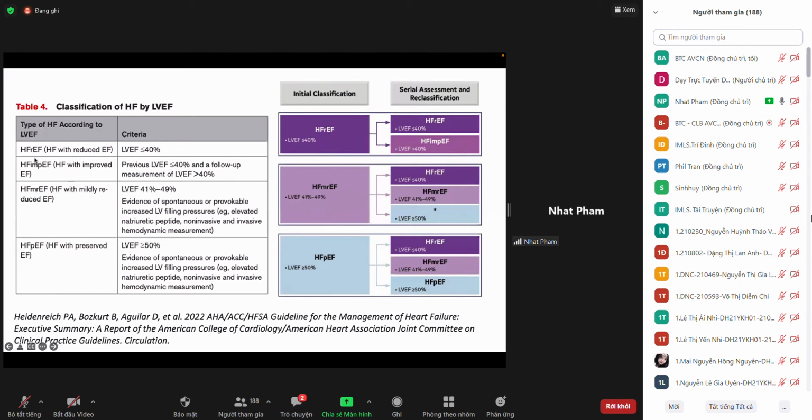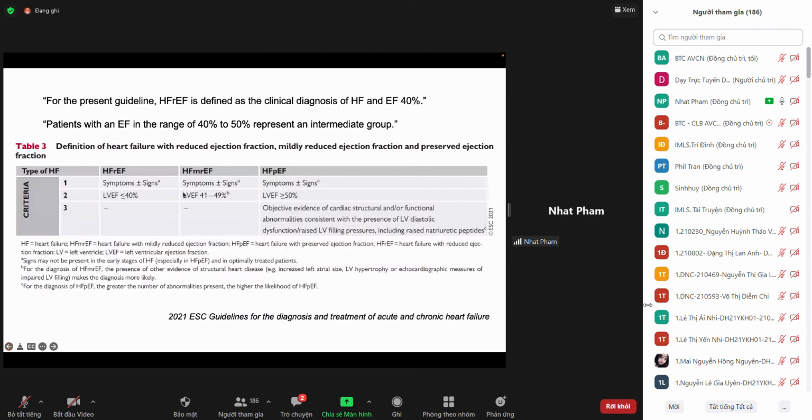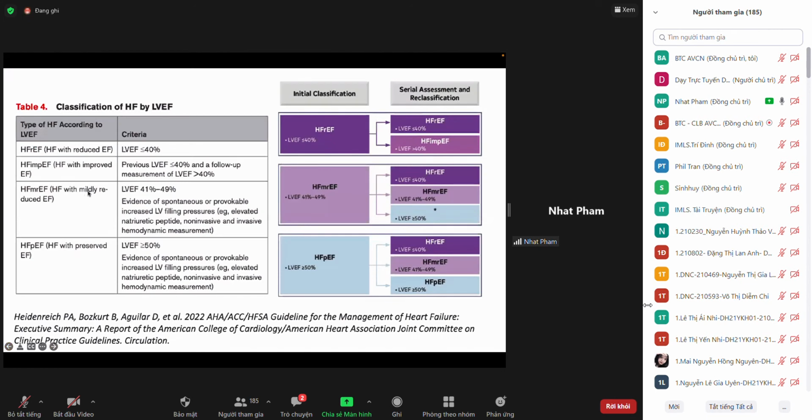However, in this ACC 2022, for the mid-range, they divide it into two different categories. The first is improved ejection fraction, and the second is mildly reduced ejection fraction, which in the 2021 version is called mid-range, but for the ACC, we're going to call it mildly reduced.